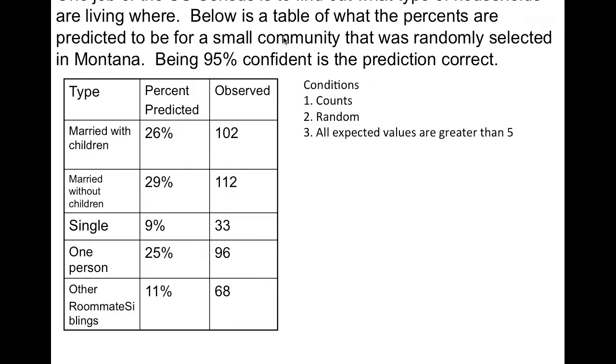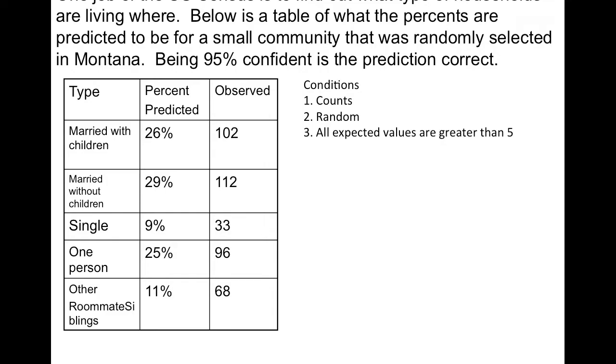Random, okay? It does say somewhere in here, community that was randomly selected. That's probably as close as we're going to get to having a random sample here. So we're good with that. And number 3, all expected values are greater than 5. We actually don't know that yet. So this is one where you have to show the expected values to justify that condition is done. So that should be somewhere in your work. And we'll get to how you get those expected values in a second. Okay, so right now let's just assume all 3 conditions are met.